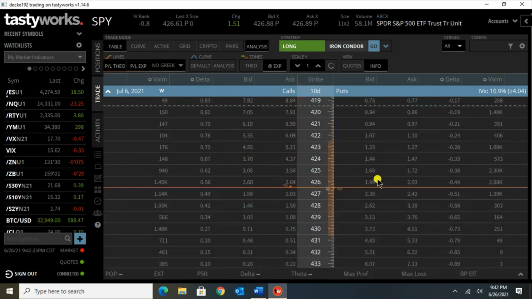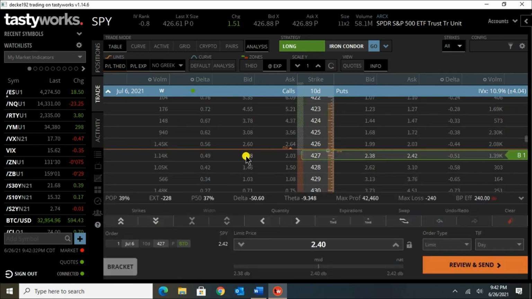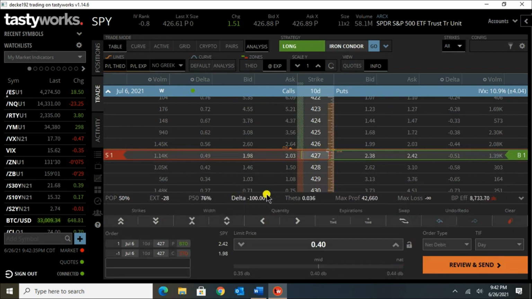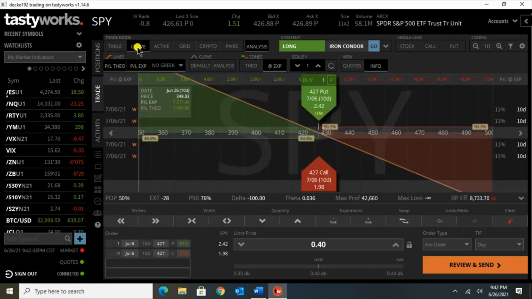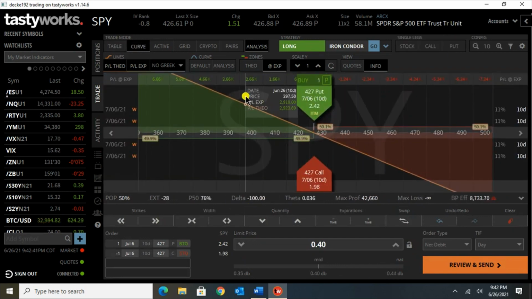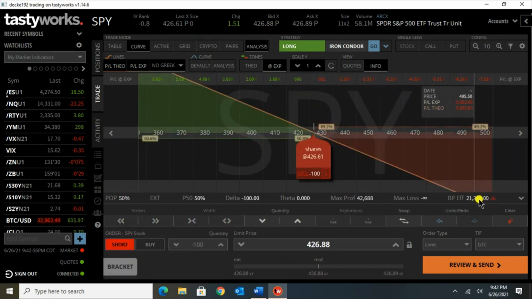So to get short 100 shares of SPY, you can buy the at the money put and sell the at the money call. This gives you 100 delta, and if we look at the risk profile, it's the exact same as shorting 100 shares of SPY. It uses about $8,800 in buying power compared to, if we just short shares, 21,000.